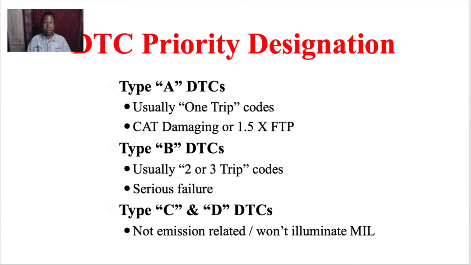Type A codes, Type B codes, and Type C and D codes. A Type A code is usually a one-trip code. As soon as the problem is detected, it turns on the light. You say cat damaging misfire.